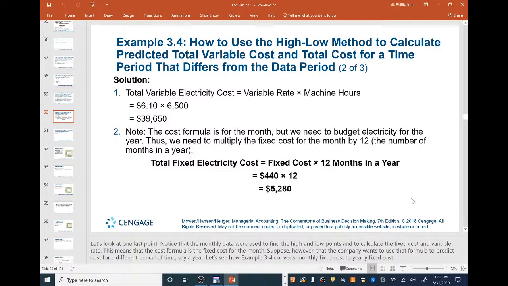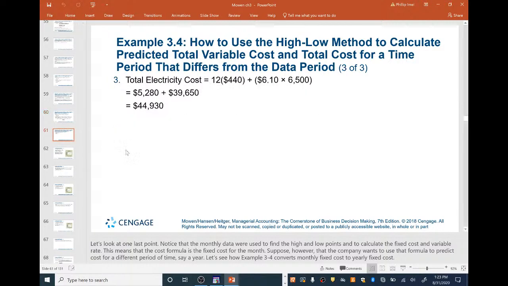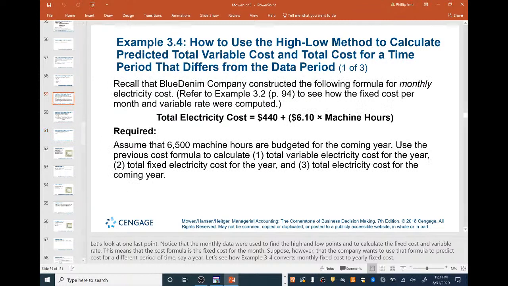Notice that extra step because the formula is based upon a monthly calculation, right? A monthly use. So if we want to expand that for the period of a year, we need to account for how many months are in a year. In this case, obviously there's 12. So that's our total fixed electricity cost for the year. Okay, the third thing they were asking for, total electricity costs for the coming year.